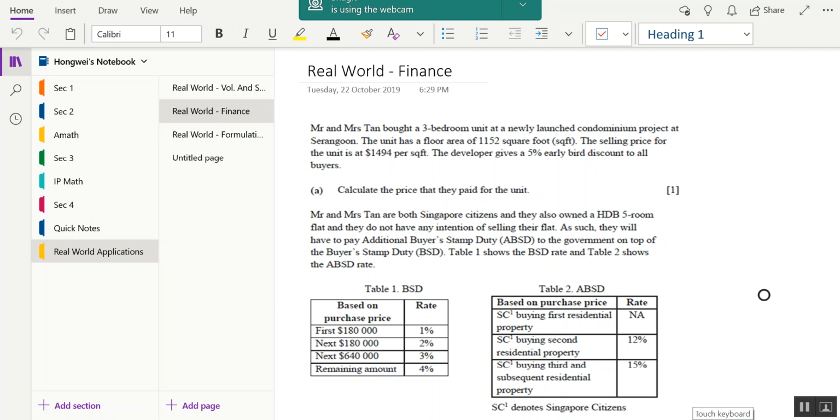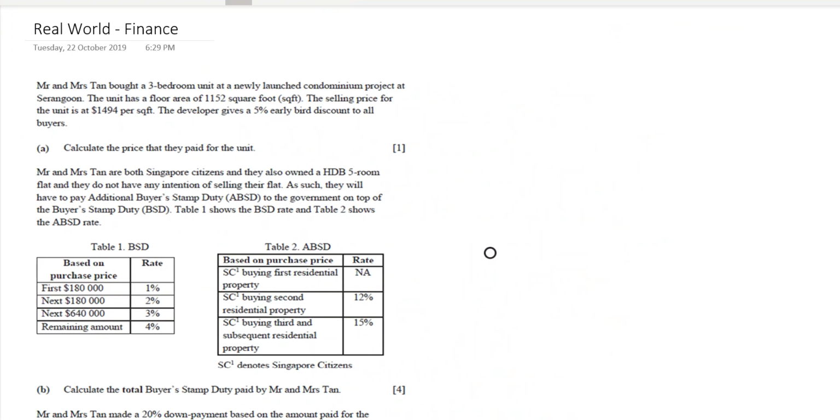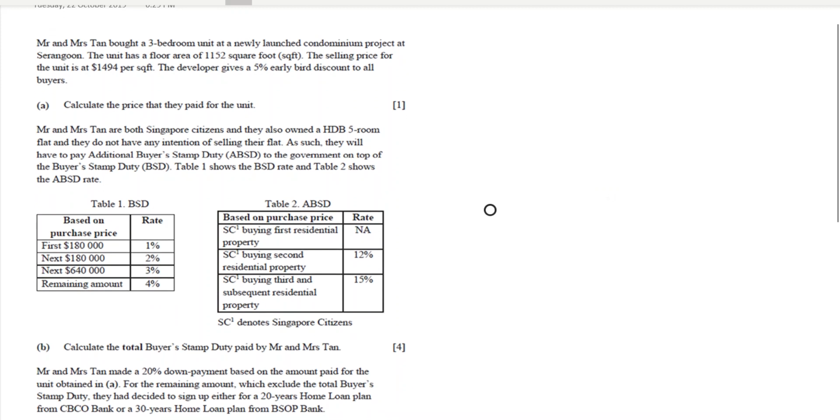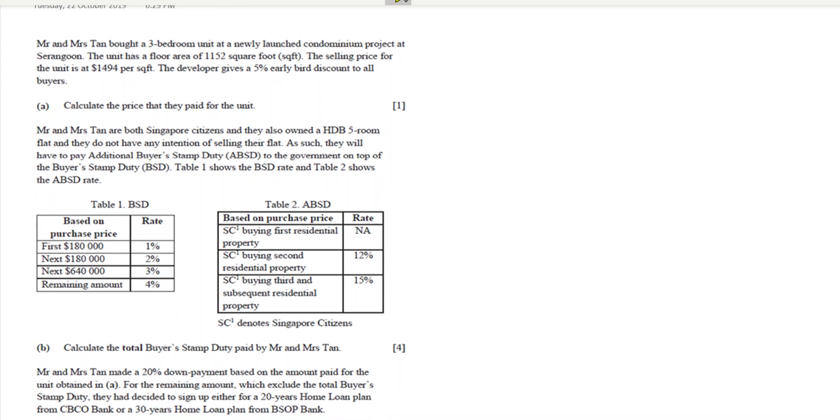Another very common type of real world question in your O level last question is talking about household finance. In this case, it is about buying a house. Mr. and Mrs. Tan bought a condominium. It has a square footage of 1152, and the selling price is 1494 per square feet, and you have a 5% early discount. So the price that they paid for, pretty straightforward.